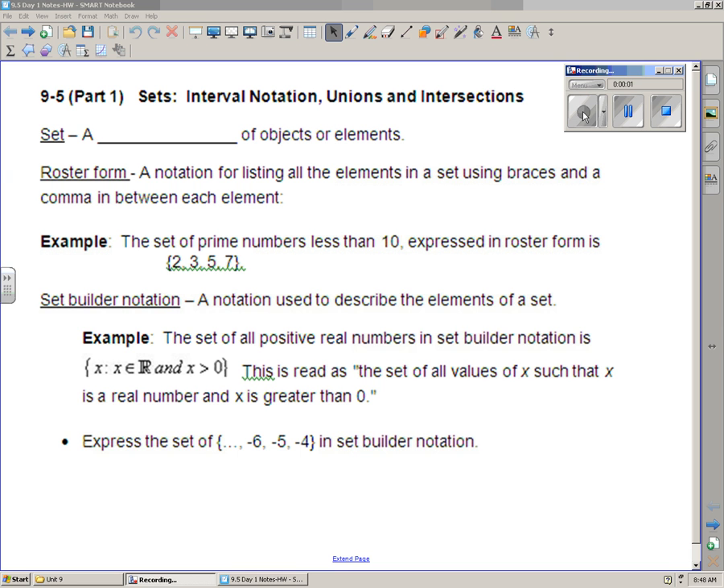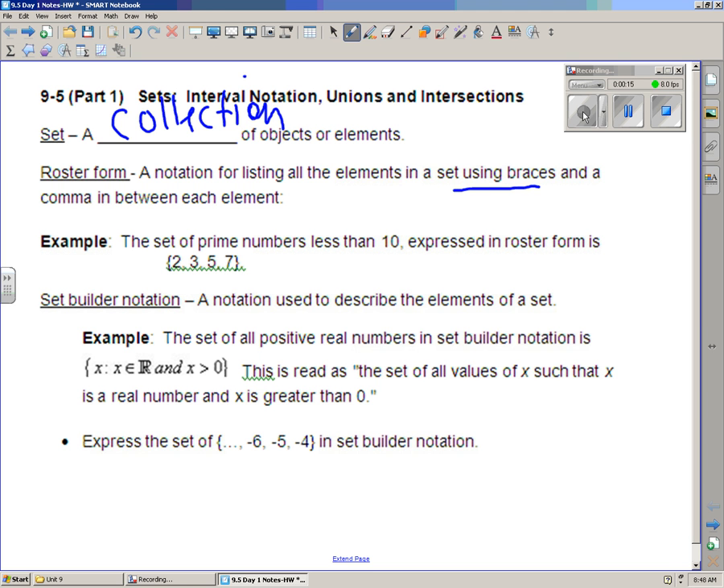Set, interval notation, unions, and intersections. A set is a collection of objects or elements. Roster form is a way to use set notation, and you're going to use braces and put commas in between. We've talked about this before, roster notation, set notation.